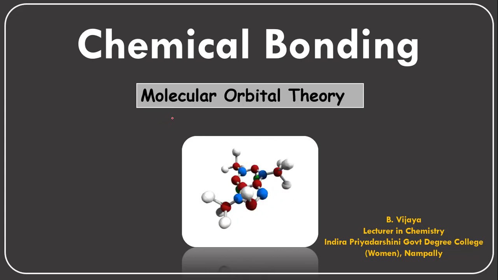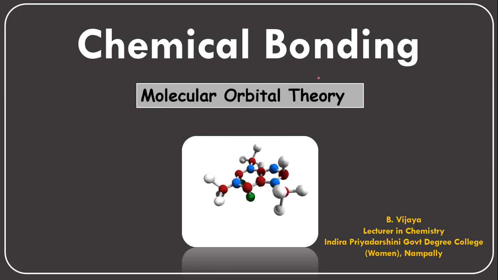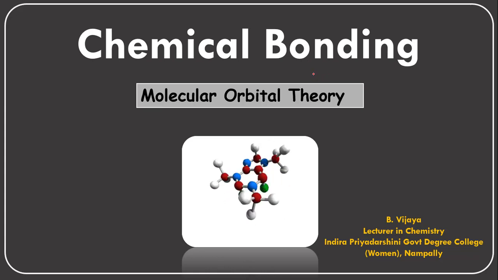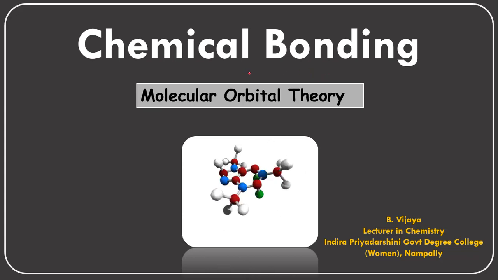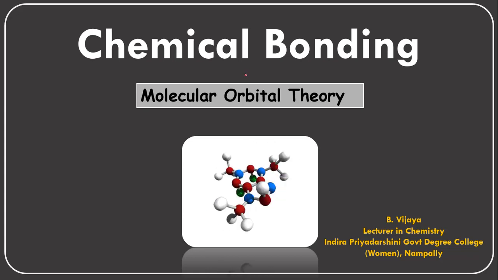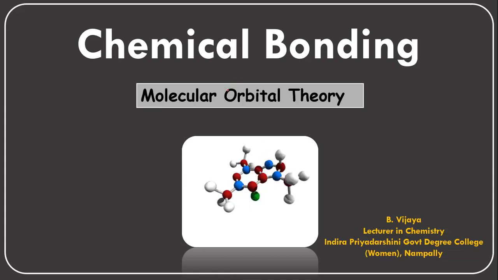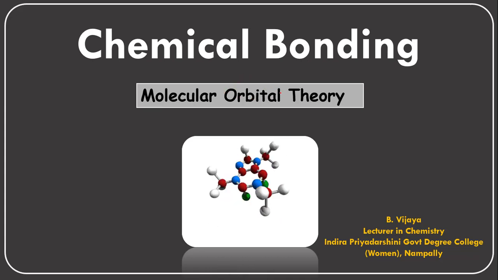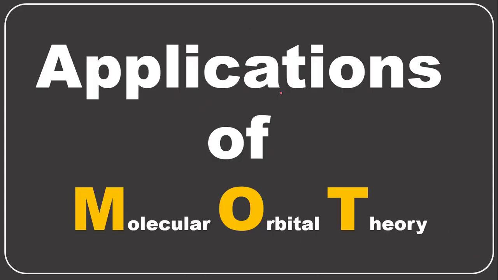We are discussing the chemical bonding chapter. In that, we already discussed valence bond theory and VSEPR theory. Now we are going to discuss the molecular orbital theory, and in it, the applications. In applications of molecular orbital theory, there are two types: one is homonuclear diatomic molecules, and another is heteronuclear diatomic molecules.